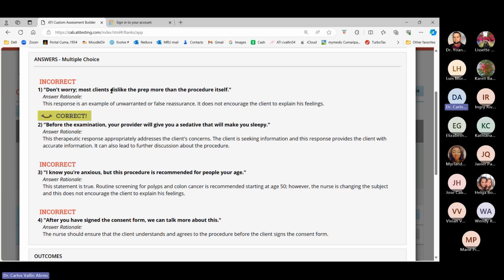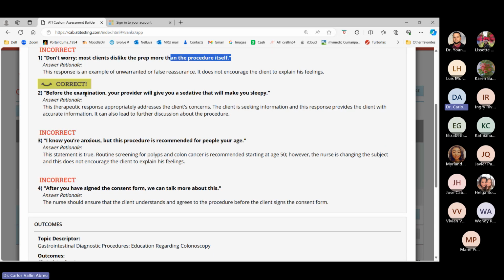"Most clients dislike the prep more than the procedure itself." It's a stupidity. The patient is not concerned about the preparation. The patient already went through the preparation. He's concerned about the pain.